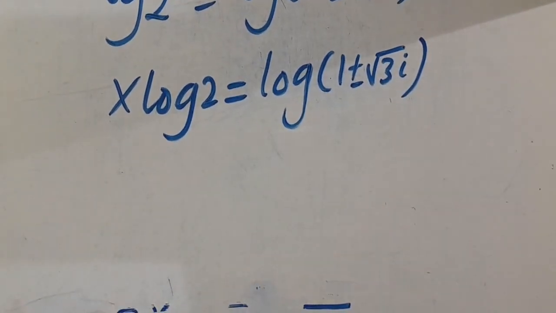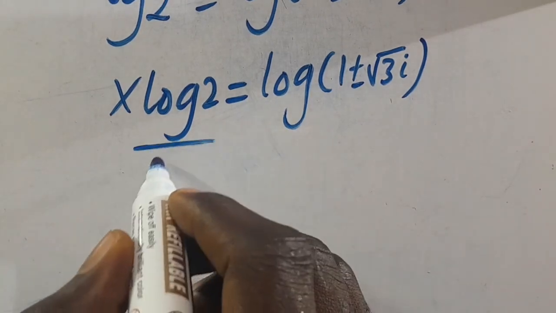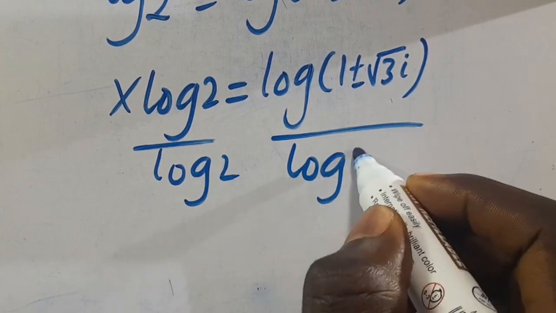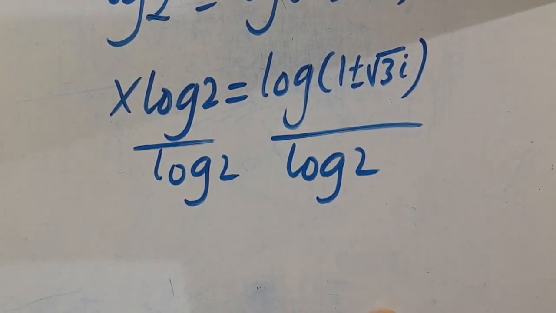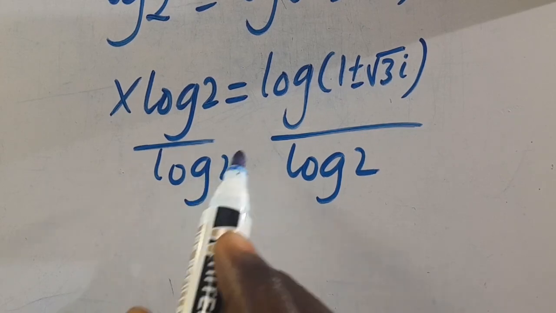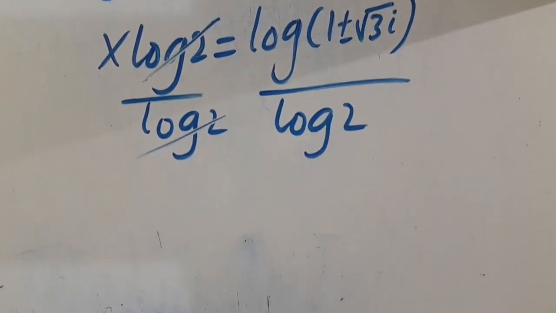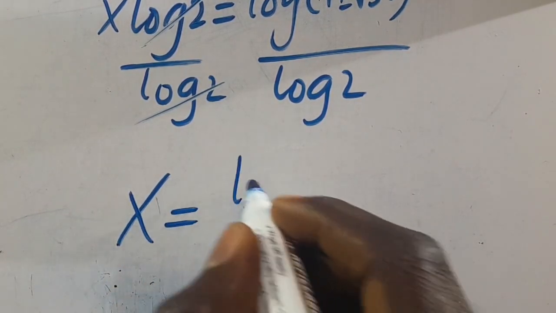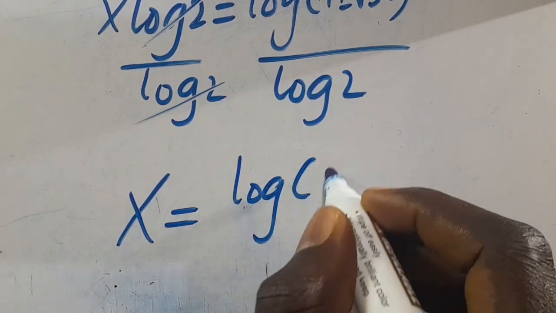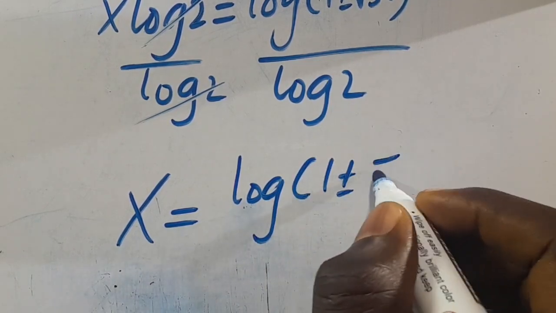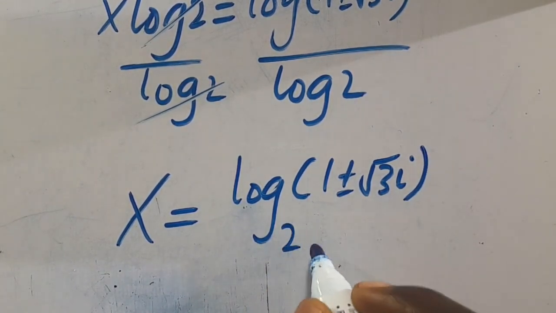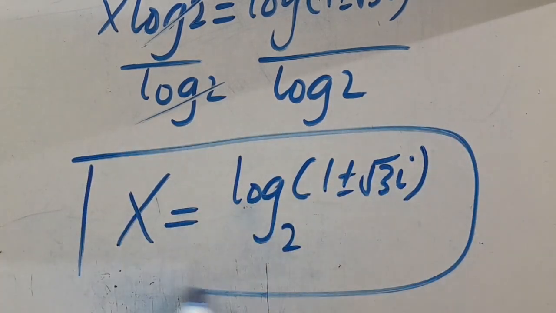So when we divide through by log 2, this and this will cancel. So we have x equals log of 1, positive or negative, root 3i, we close it like this, then in base 2. This is another complex solution.